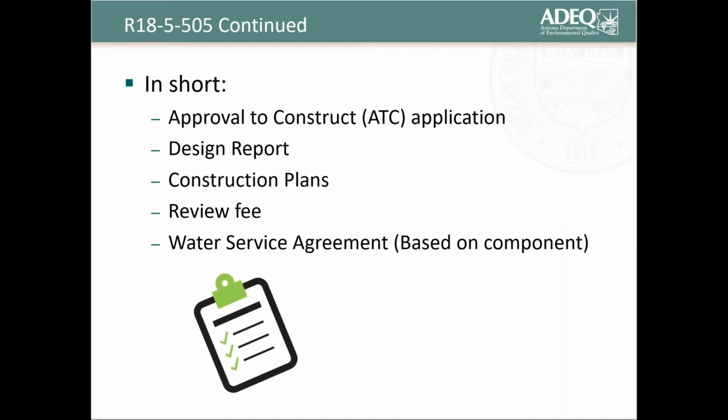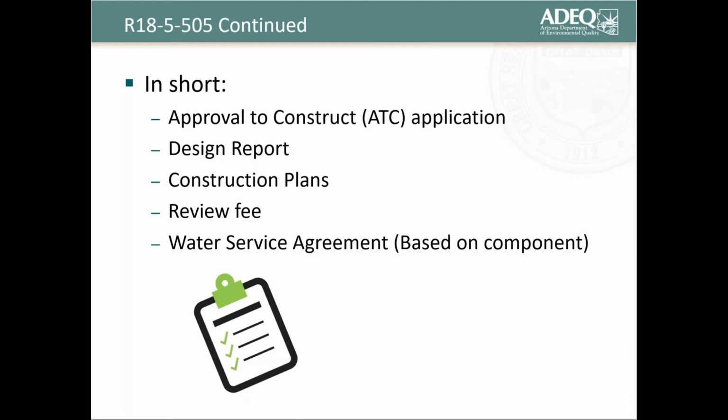To sum up everything, the needed documents are the ATC application, the design report, the construction plans, which are stamped by a professional engineer, and the review fee. The review fee varies on the component type, but when an ATC application is submitted, we double check to make sure the appropriate fee is calculated, and then we send an invoice.